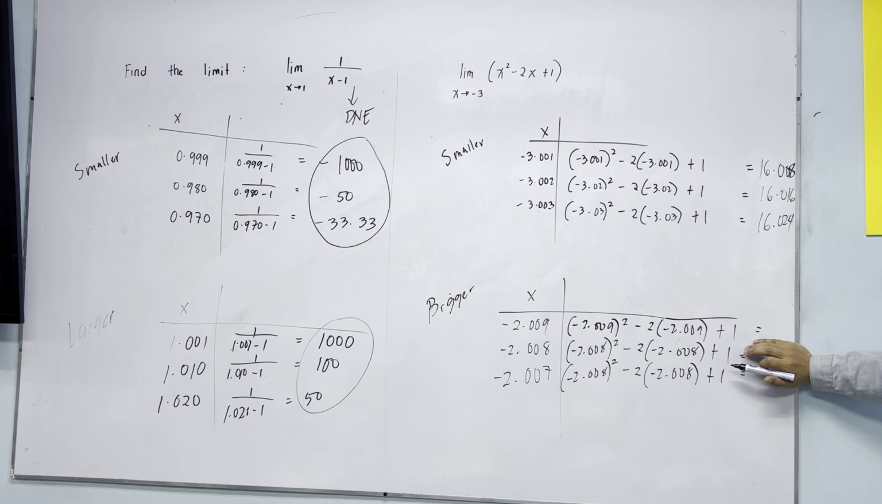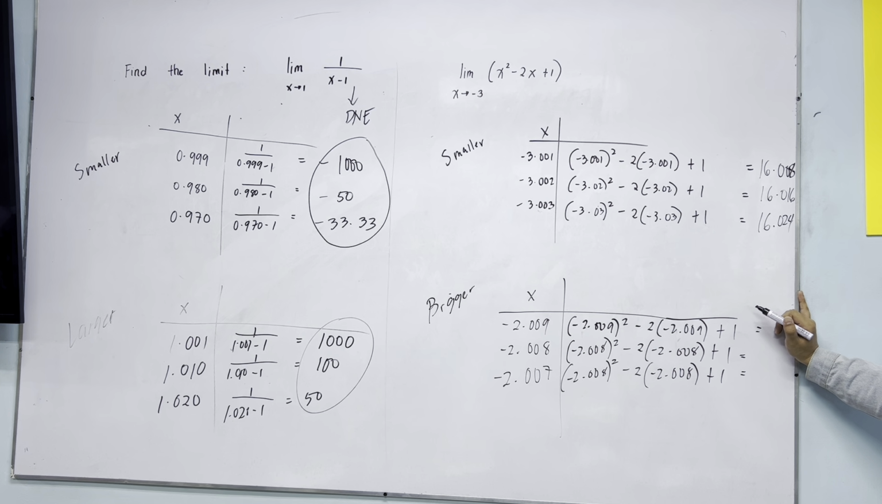9.054 na. 9.054. 9? Ang layo. Ito siya, nandito siya. Kadikit yan. Ano ba? DNE na siya. Hindi yung DNE. Hindi siya rin.